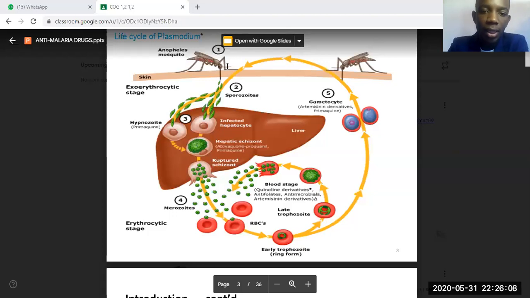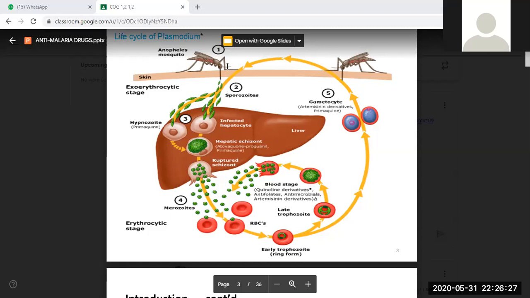Now, these hepatic schizonts are going to grow within the hepatocyte. Okay? When they mature, they are going to rupture the hepatocyte, releasing merozoites back into the bloodstream. Merozoites are released back into the bloodstream. We are saying this is where the erythrocytic stage starts.